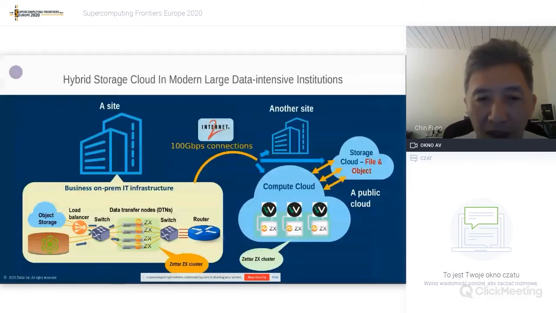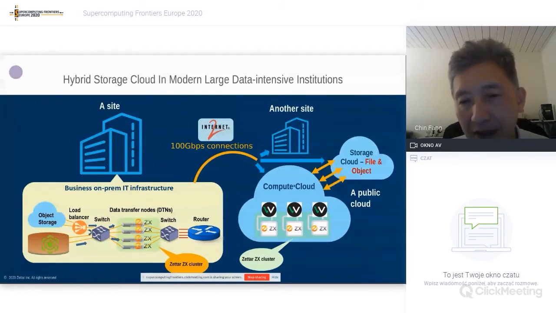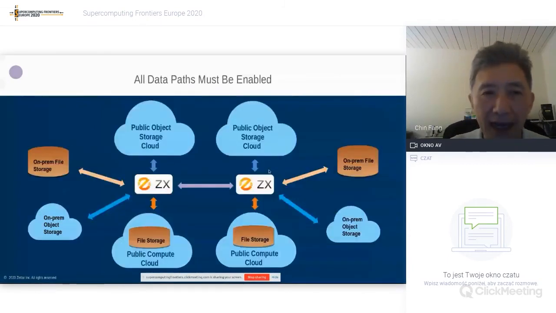So you have on-prem object storage, on-prem file storage, and in the cloud, you also have file storage. You even use the public cloud. So you really have to make sure that all the data paths are enabled. You should be able to move data from file to object, object to file, and among them, on-prem and off-prem, or to the public cloud, and even public cloud to public cloud, okay?